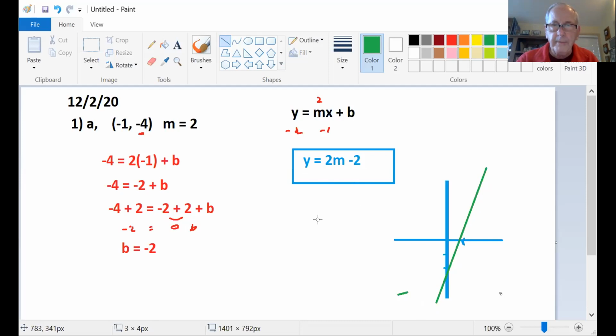Okay? That makes sense? That's what we're doing here. You're given a point, you're given a slope, you're solving the linear equation. And I just drew it to show you what it looks like. Okay, that would be the next step. I'm not going to do B. It's exactly the same as this. Okay, I'll show it to you.